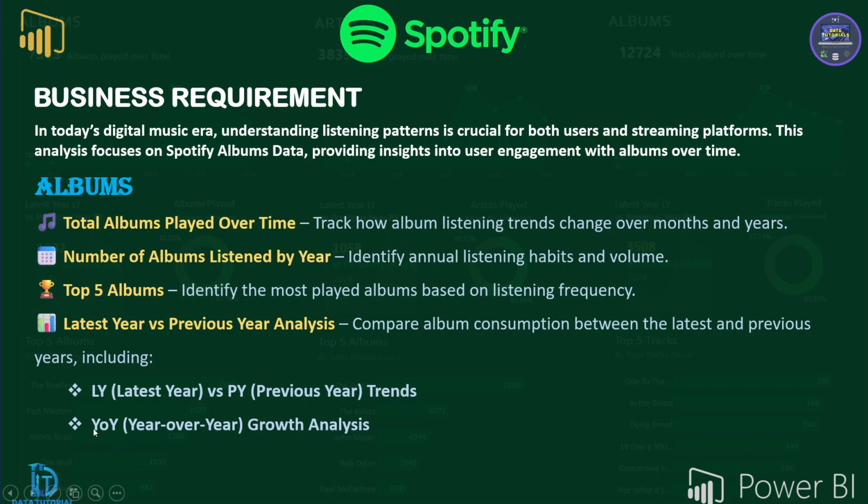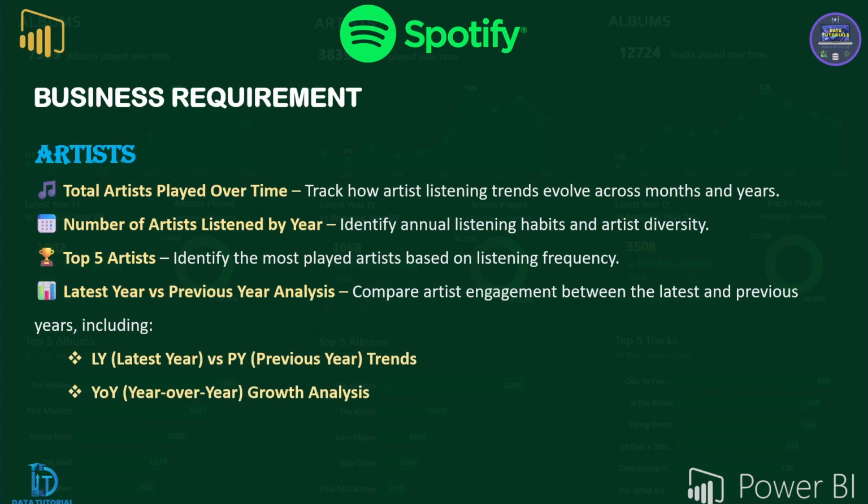So for that we will be using the latest year versus previous year analysis trends. And obviously the most important metric which we are going to find out will be the year on year, right? This will be done for albums, and the same way we'll be doing it for artists as well. Different albums will have different artists who will play the songs and give the music to those albums, and the same metrics will be found for artists as well, right?